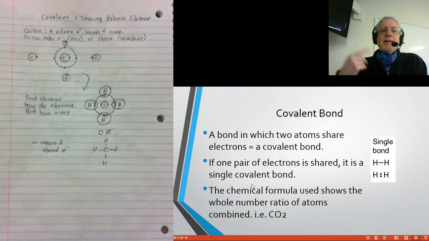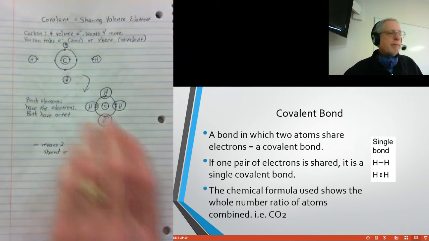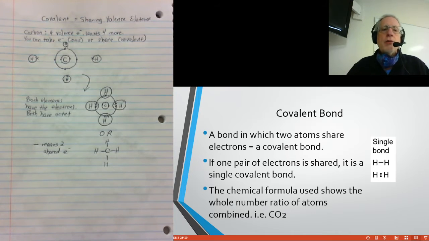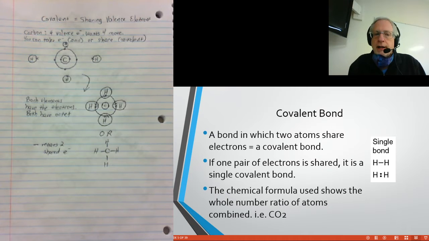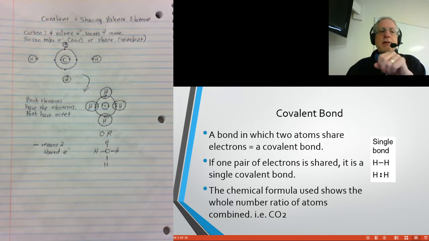So let's start with what is a covalent bond. And I've drawn one here. A covalent bond is one in which two atoms share an electron. That's what a covalent bond is. If one pair of electrons is shared, it's a single covalent bond. Guess what we call it if 2 pairs of electrons are shared? Double. If 3 pairs, triple. And the more electrons you share, the stronger the bond becomes. Sharing is caring. The more you share, the stronger you become. So here we have hydrogen, a single bond between 2 hydrogens because they each share 1 electron.